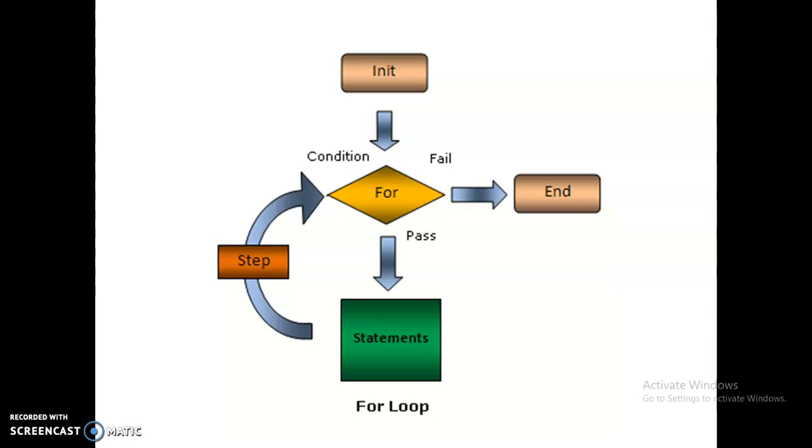After the increment, it goes back to the condition a second time. Again the condition is true, so it will go inside the body of the loop and execute the statements, then go to the increment path, and again the condition is checked. If the condition fails, it will go to the end of the loop, that means out of the curly brace, and the next statement will be executed after the for loop.